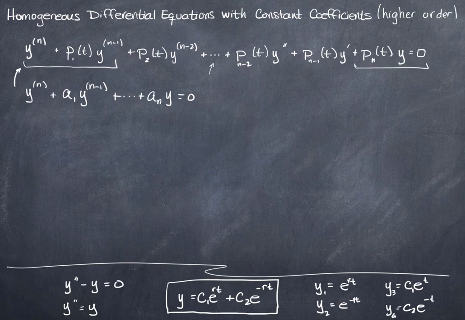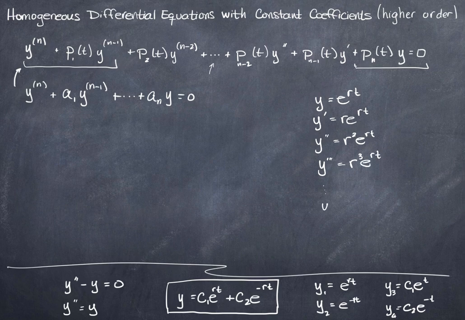And I think I'll leave that where it is for the moment. And then let's take our solution y equals e to the rt, and let's take a few derivatives so we know what kind of pattern to expect. Y prime is going to be r e to the rt. Y double prime is going to be r squared e to the rt. Y triple prime is going to be r cubed e to the rt, and so on, right?